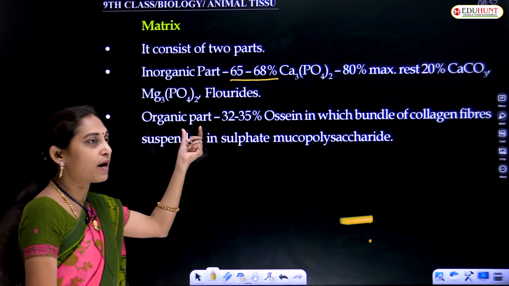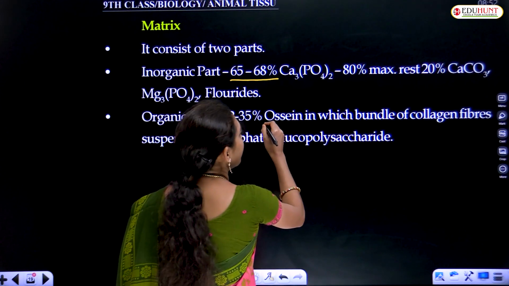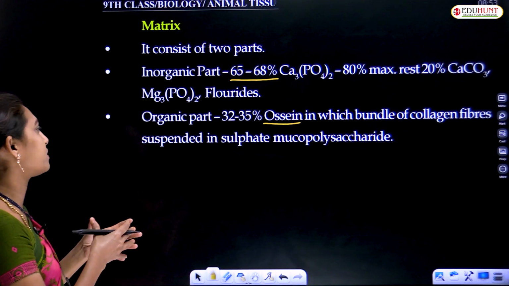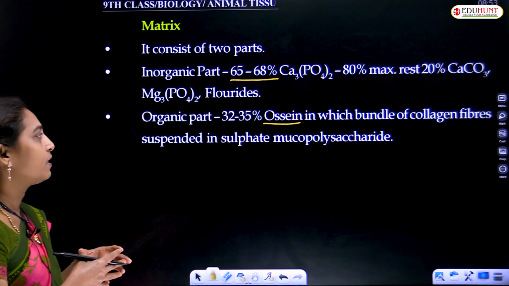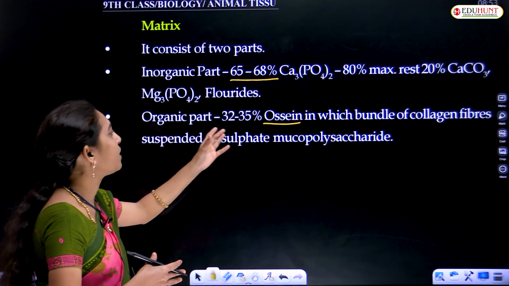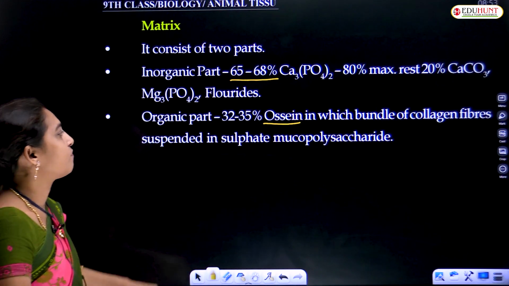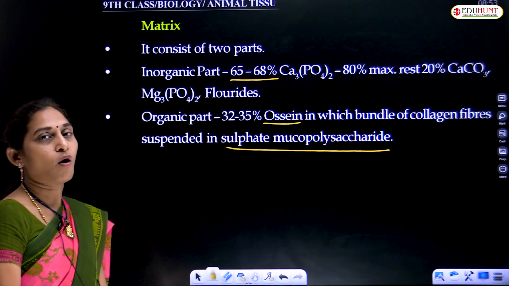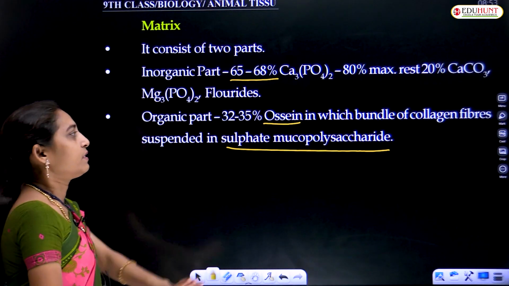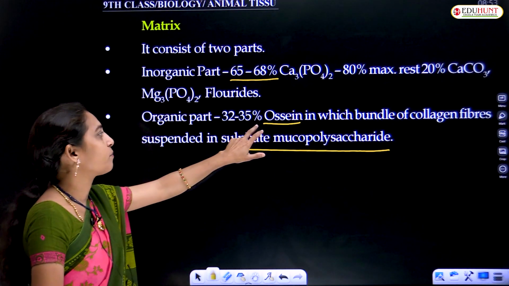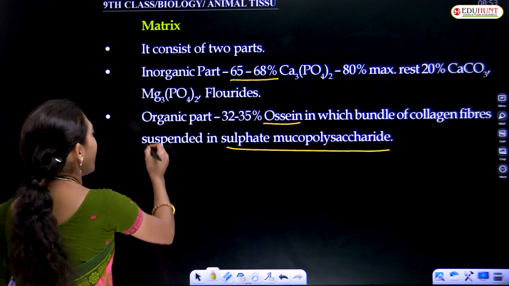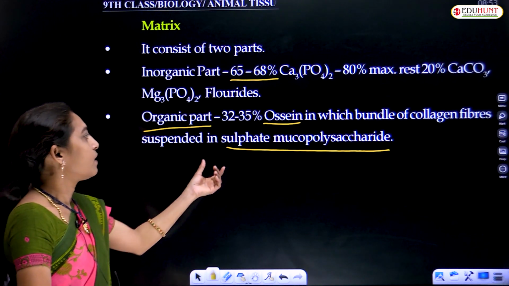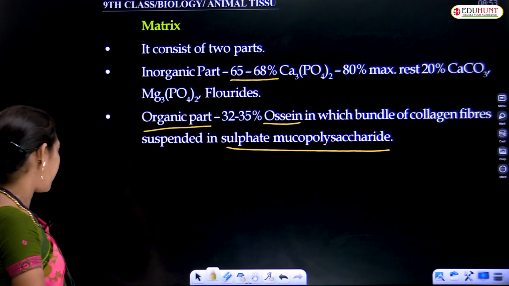And organic part lo ossein bundle of collagens untayi. Collagen fibers oka bundle laga suspended ayi untayi and they form the ossein. Okay, sulfate, it is the sulfate mucopolysaccharide. These are collagen fibers, they are formed of ossein. It is an organic part of the bone which are suspended in a sulfate mucopolysaccharide.